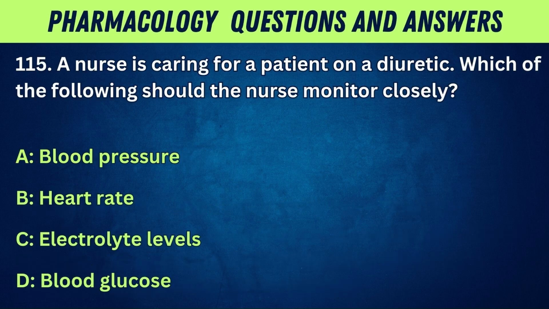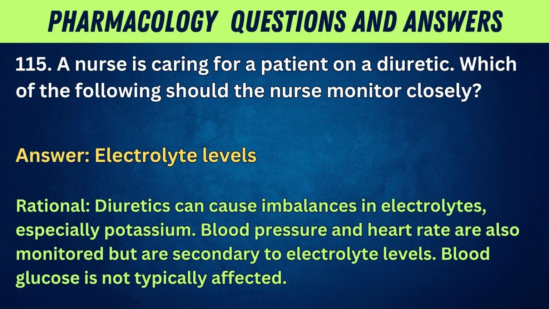115. A nurse is caring for a patient on a diuretic. Which of the following should the nurse monitor closely? A. Blood pressure. B. Heart rate. C. Electrolyte levels. D. Blood glucose. Answer: Electrolyte levels. Rationale: Diuretics can cause imbalances in electrolytes, especially potassium. Blood pressure and heart rate are also monitored, but are secondary to electrolyte levels. Blood glucose is not typically affected.